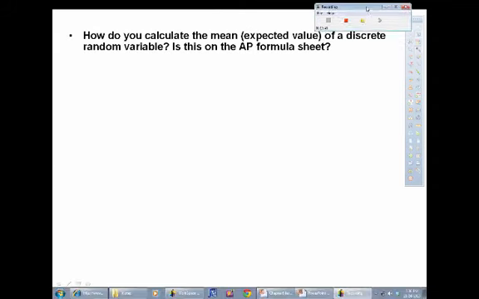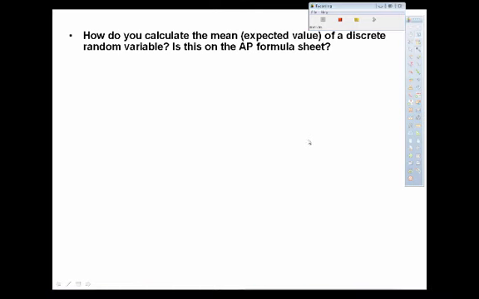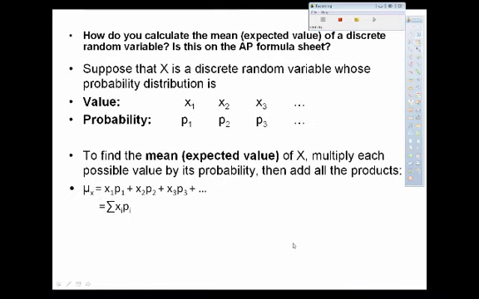So how do you calculate that? Well, I just showed you. And is this on the formula sheet? Well, I did it again. I put it up here. Okay. So you're going to multiply all of these, the p₁ times x₁, all the way down, and then add those all up. And yes, the formula is on the AP sheet. So it's the sum of all xᵢ times pᵢ.